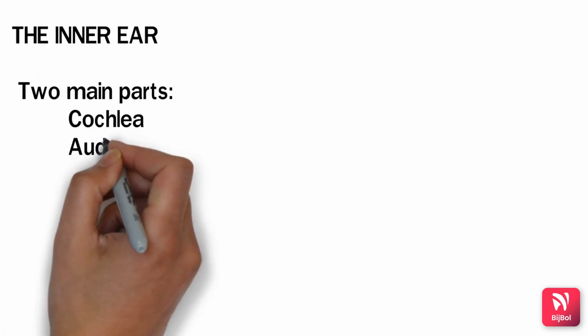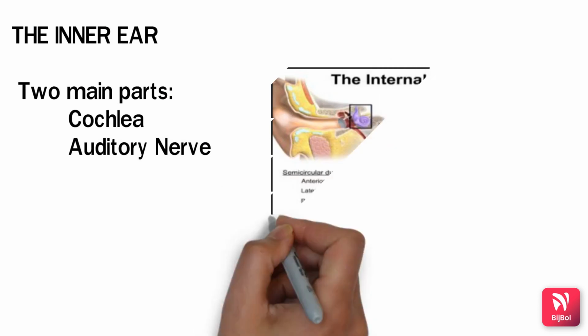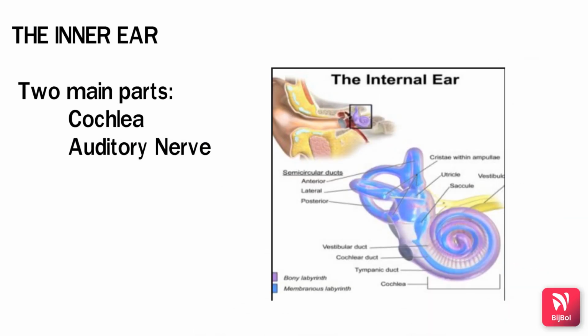Now, coming to the inner ear. The inner ear is divided into two parts, that is the cochlea and the auditory nerve. In this diagram, the box indicates the inner ear. The purple color indicates the bony labyrinth of the cochlea, and the blue color indicates the membranous labyrinth of the cochlea, right?